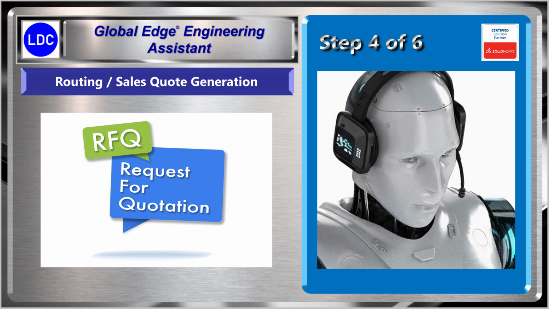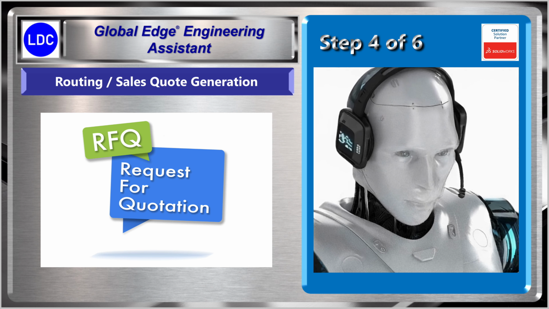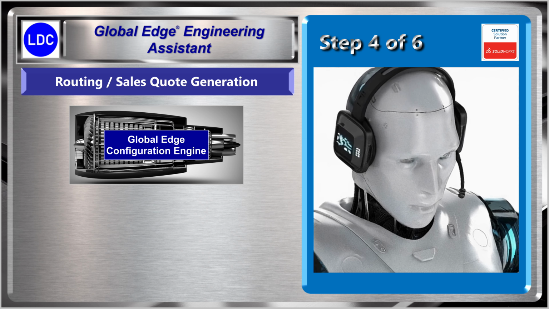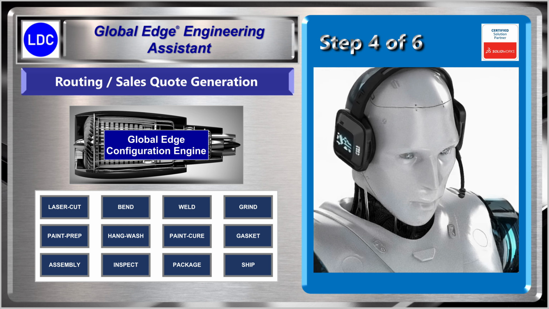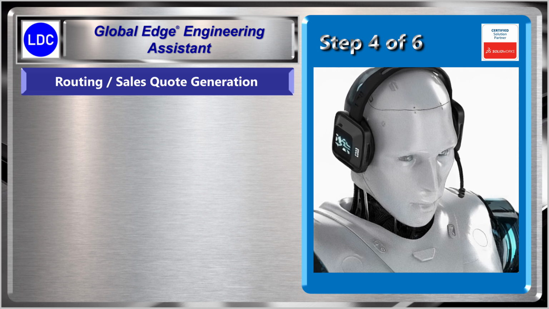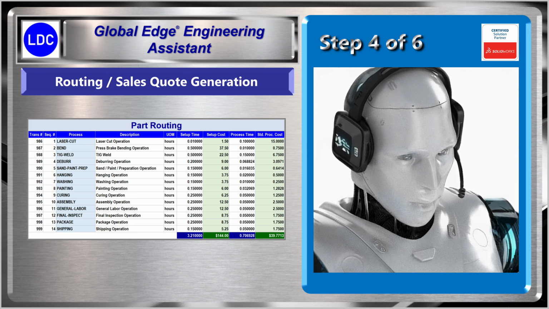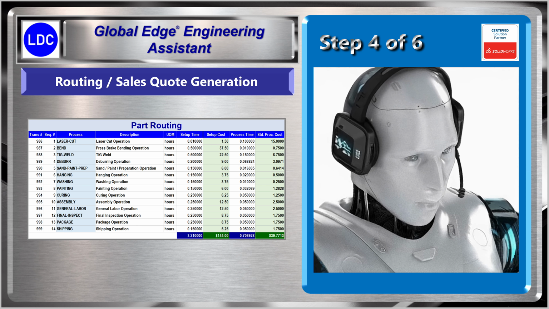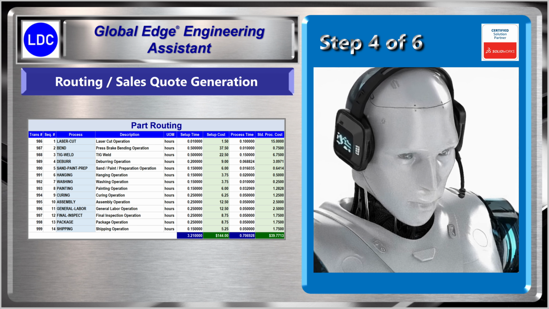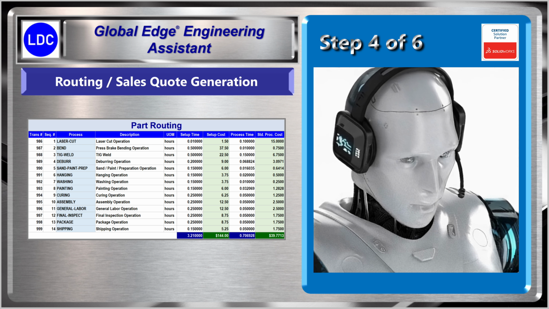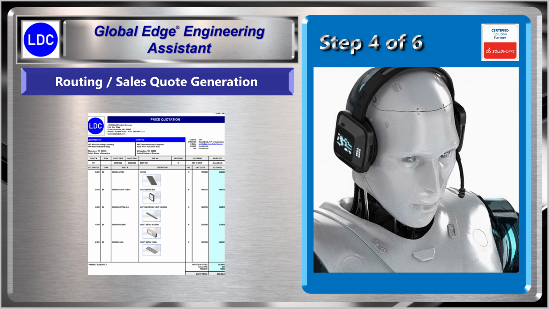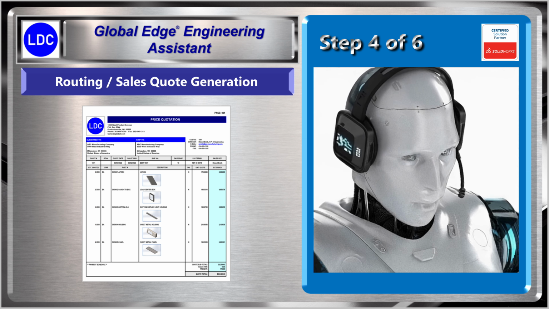Global Edge Engineering Assistant includes a powerful plug-and-play configuration engine that generates detailed routing steps and sales quotes based on part geometry, material, and required operations. Automated cost roll-ups consider labor, material, and machine time, delivering accurate quotes in minutes rather than hours. The configuration engine runs in the background to generate routing steps based on CAD part parameters. This includes selections based on cost and/or process time such as turret punch versus laser cutter. The culmination of this automated process includes the ability to generate sales quotes for simple to complex parts and assemblies. Global Edge includes integration with most CRM systems and Microsoft Outlook.